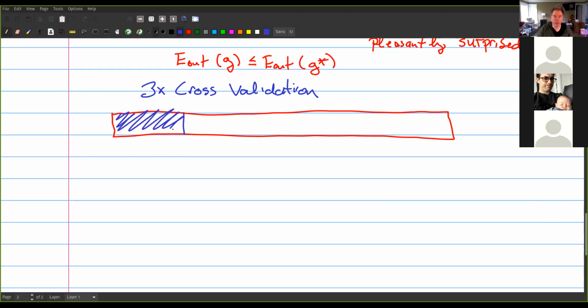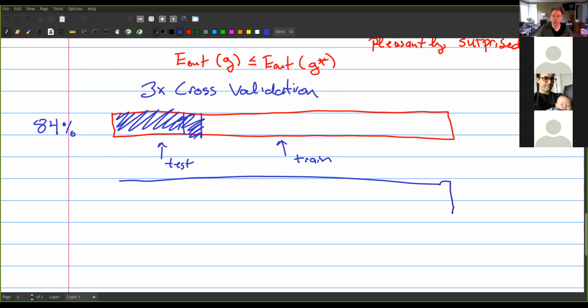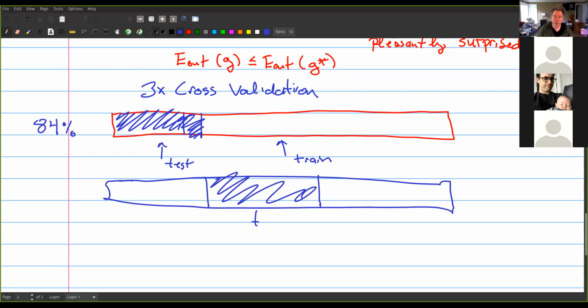So with 3x cross-validation, first you leave out 1/3. Okay, so you leave out 1/3, and this will be the test, and this will be the train. And then you get a certain performance score. So let's say that this is like 84% accuracy when you do this. Now you leave out the middle third, and now this becomes the test set. And this becomes the training set. And this is also the training set. And so you do this and you get a different performance. Let's say you get 80% performance when you do that.